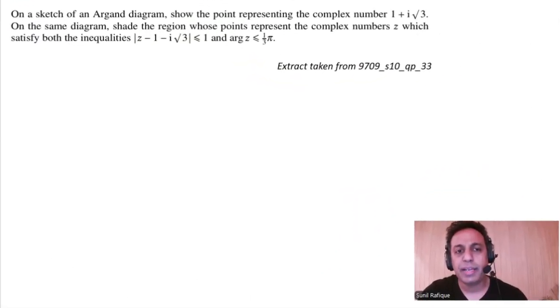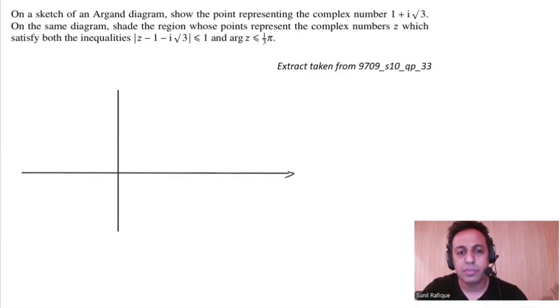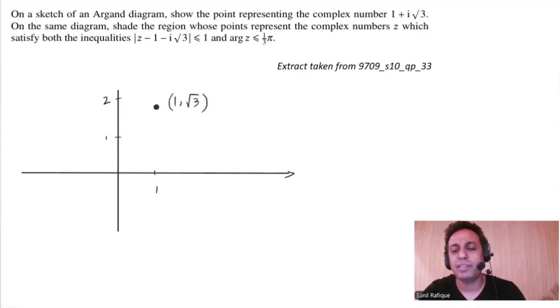Now I'm going to solve an actual exam problem. On the sketch of an Argand diagram, show that the point representing the complex number, this. Okay, so let's place the point representing the complex number. So if this is, let's say, 1 and 2, we know that root 3 is more than 1. So it's going to be here somewhere, right? That's the point (1, root 3). You can always check with your calculator, it's around 1.7 something.